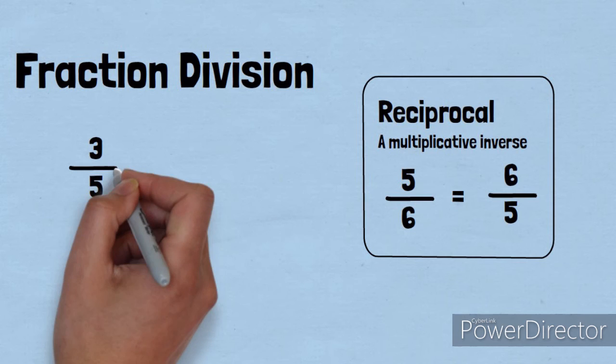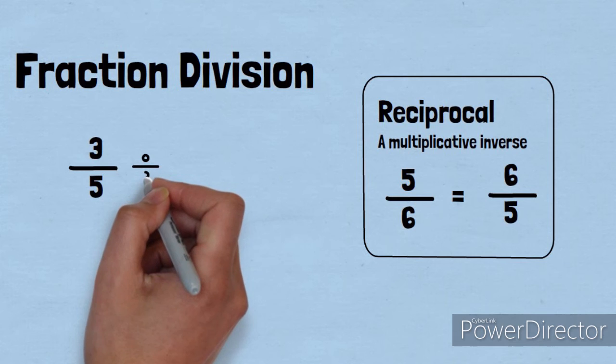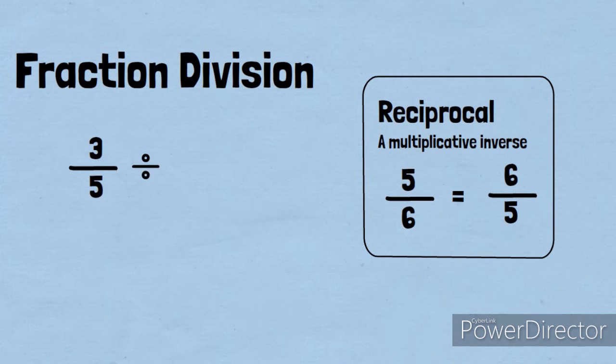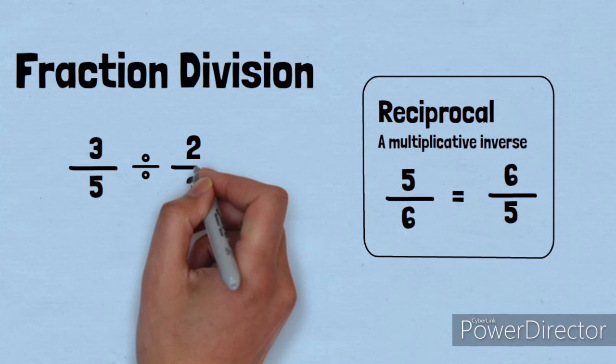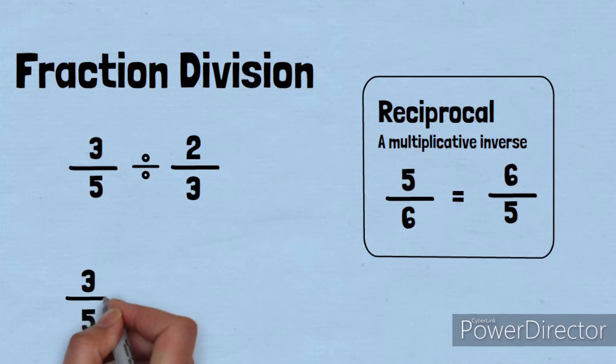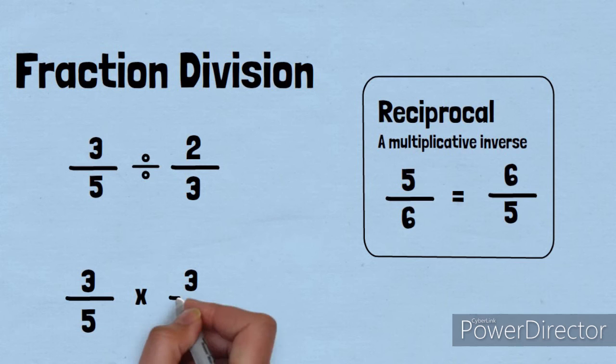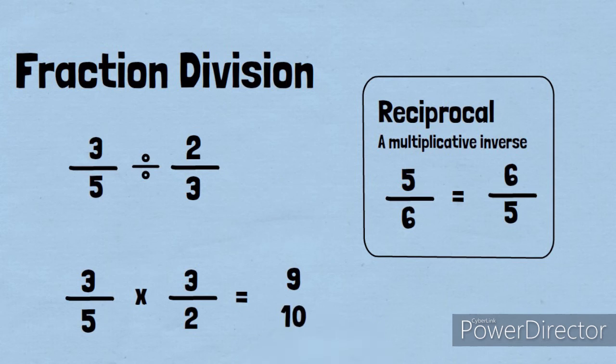Let's look at 3/5 divided by 2/3. To divide a fraction, reciprocate the second fraction and multiply. So for example, we have to multiply 3/5 times the reciprocal of 2/3. The reciprocal of 2/3 is 3/2. Now we can multiply. 3 times 3 is 9, and 5 times 2 is 10. So 3/5 divided by 2/3 is equal to 9/10.